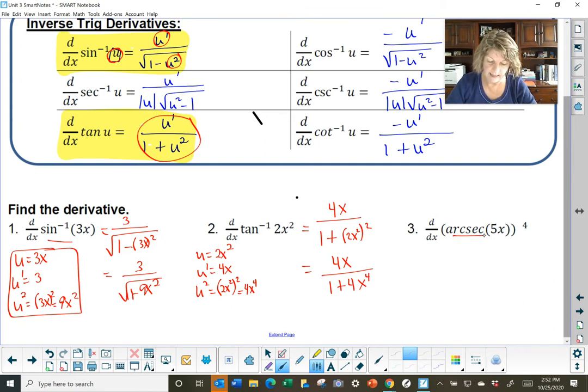Arc secant. Well, arc secant's going to have this recipe to it, and we just have to fill it in, don't we?